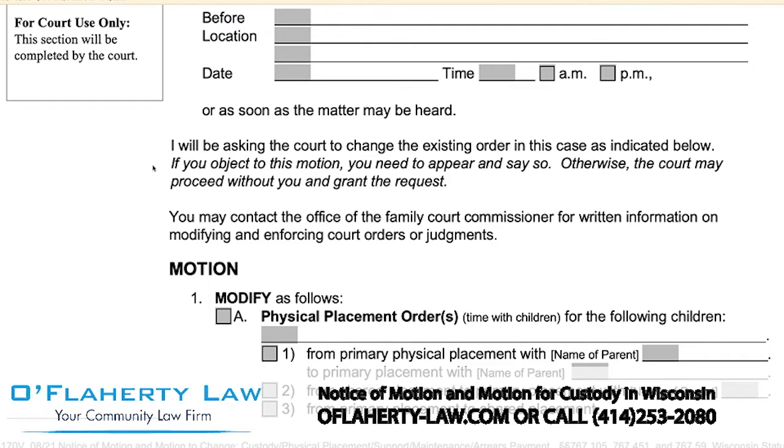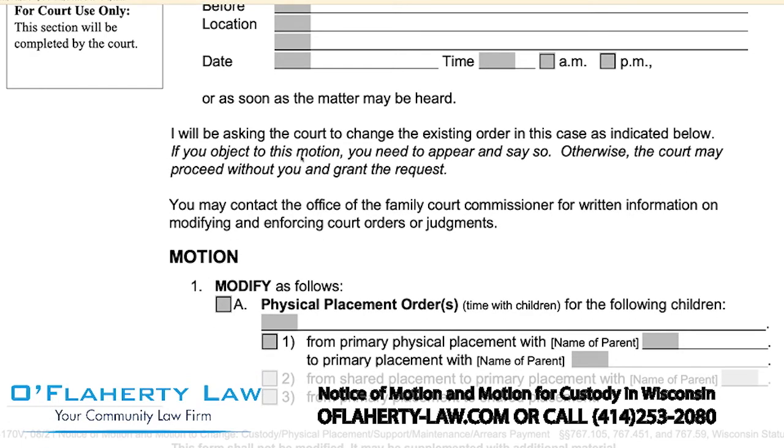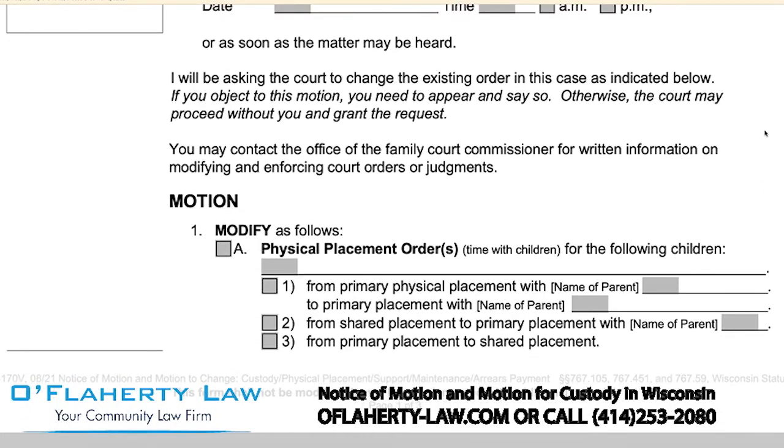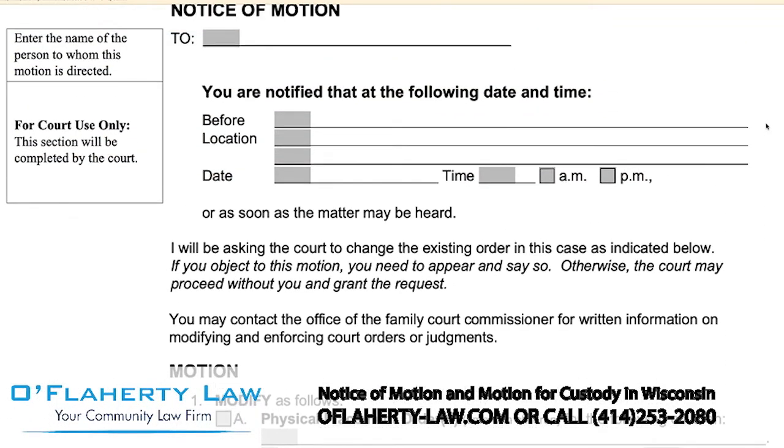Here's where you say, I will be asking the court to change the existing order in this case, as indicated below. And if the respondent objects to the motion, they need to appear and say so. Otherwise, the court may proceed without them and grant the request. So it's important that if you're filing this as a petitioner, that you properly notice the other side so that if they don't show up, it's on them.